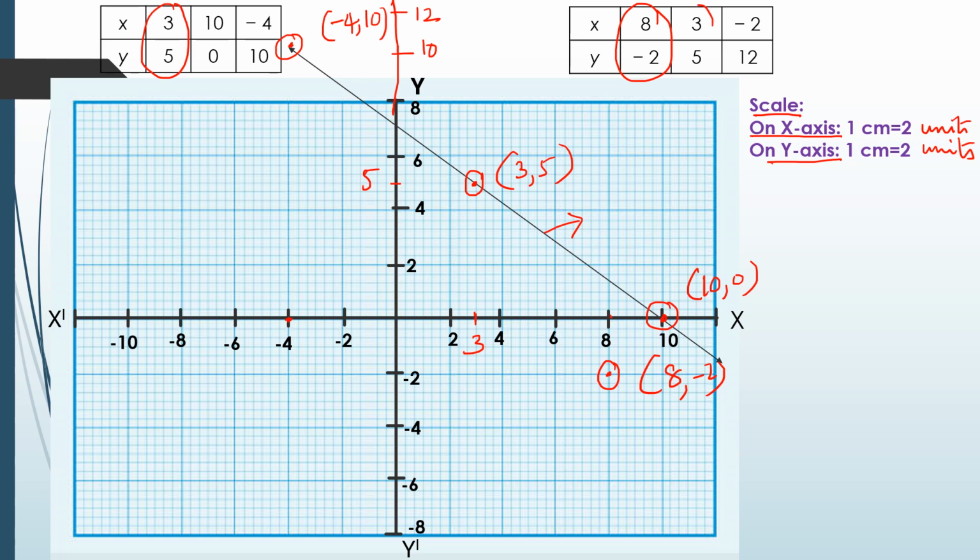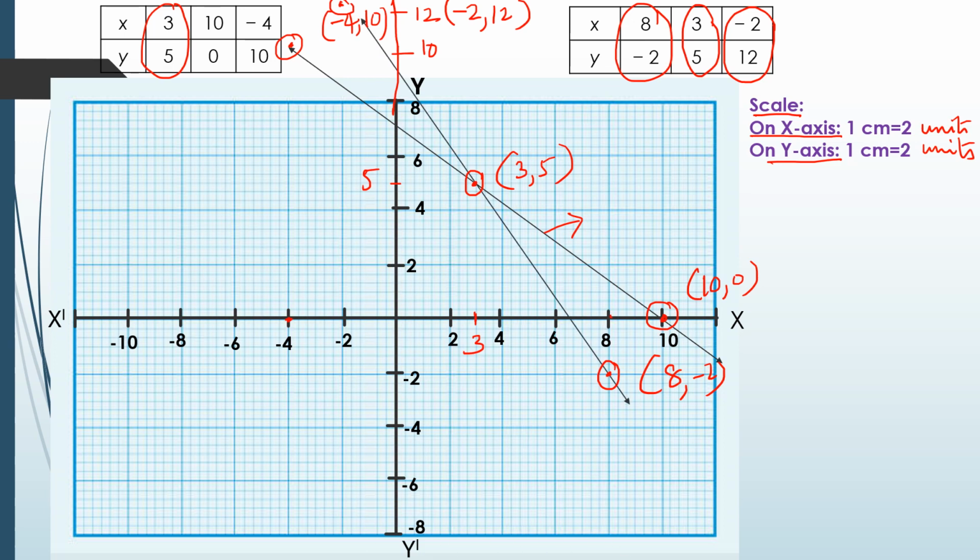The second point is 3, 5, which is already marked in the first quadrant. So let it be as it is. And then one more point, minus 2, 12. Minus 2, 12 lies in the second quadrant, somewhere at the top of the graph paper. So which is minus 2, 12. Now we need to join all these points with a straight line.